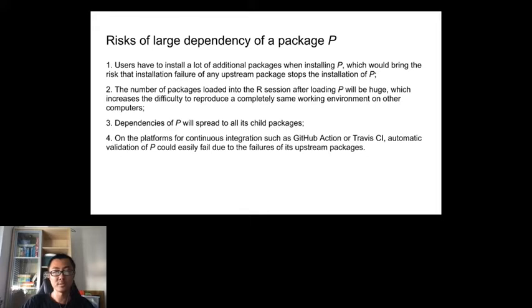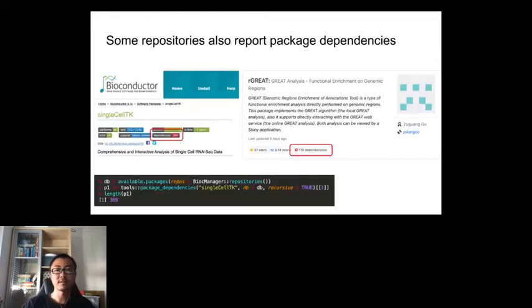And the last one is related to the first one. If you use GitHub Actions for automatically validating your package, it is also very likely to fail because of the failure of the upstream packages. There are some repositories that also report the number of dependencies. For example, on Bioconductor, you will see how many dependency packages a package has. And in R-universe, they also report the number of dependencies for a package. To get this number, simply run the package dependency function, and you will have the number of dependency packages for a specified package.